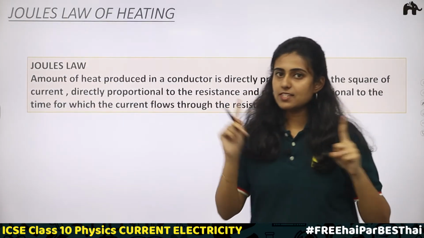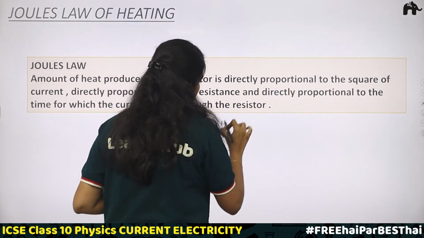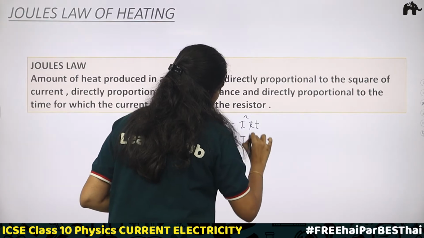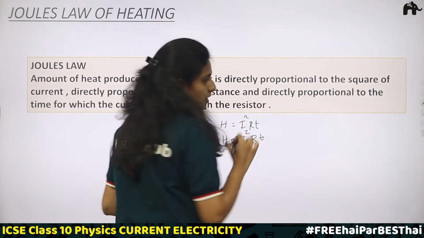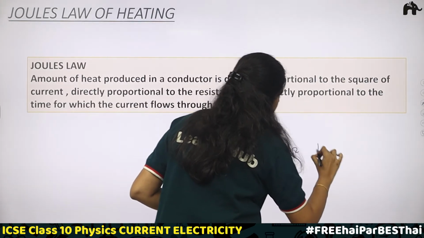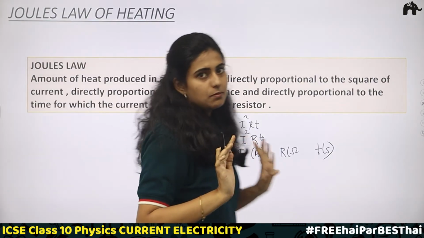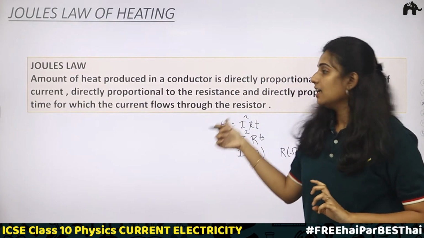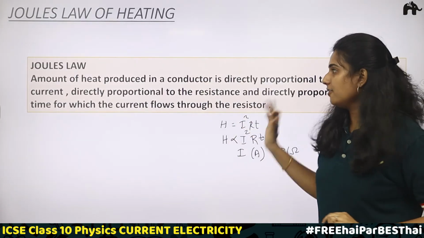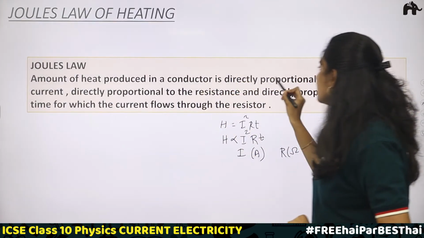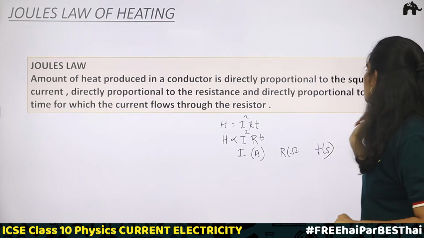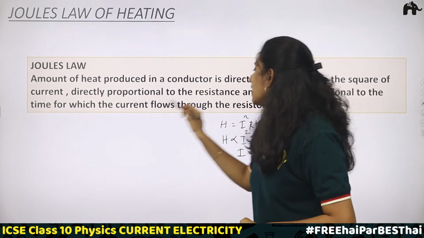Joule's law of heating. We have studied a relation to find heat energy: H is equal to I square RT, or heat energy is directly proportional to the square of current, resistance and time. If you are taking the current in amperes, resistance in ohms and time in seconds, this statement shows the relation of heat energy with current, resistance and time. And this is called Joule's law of heating. The amount of heat produced in a conductor is directly proportional to the square of current, directly proportional to the resistance, and directly proportional to the time for which the current flows through the resistor.